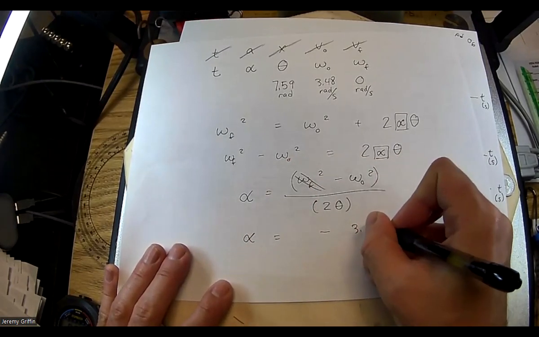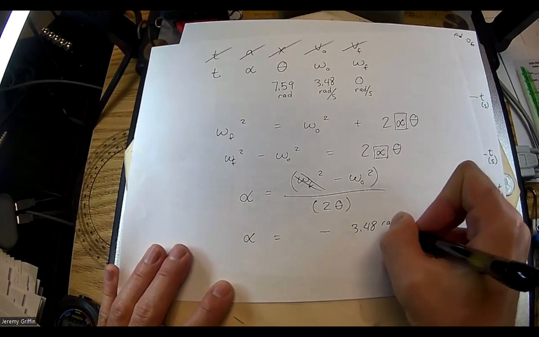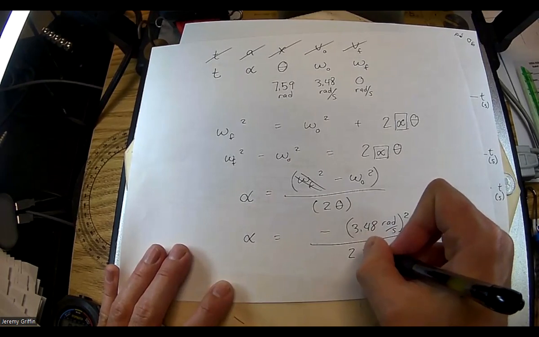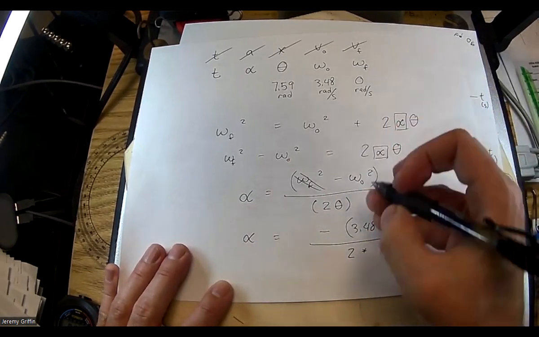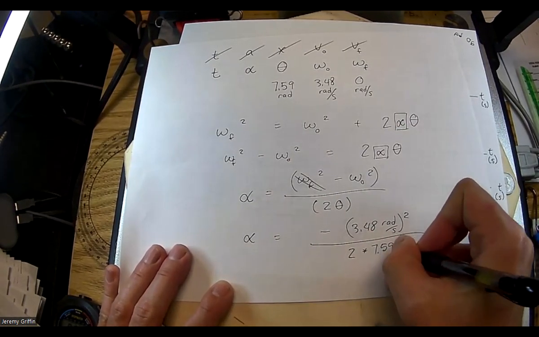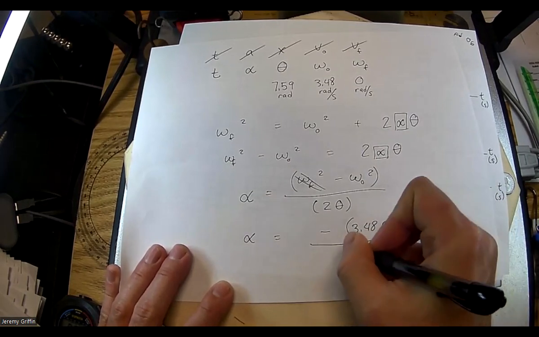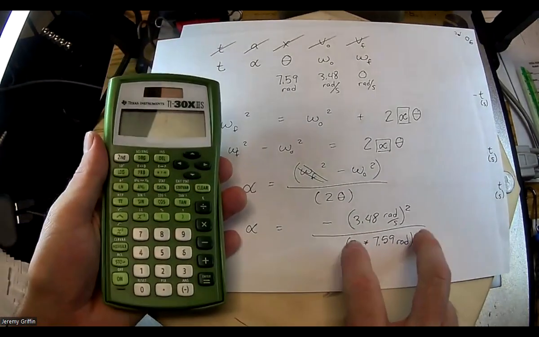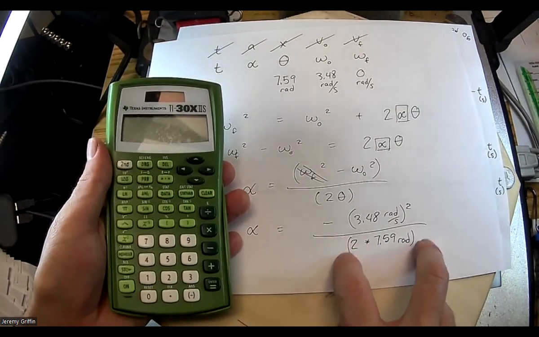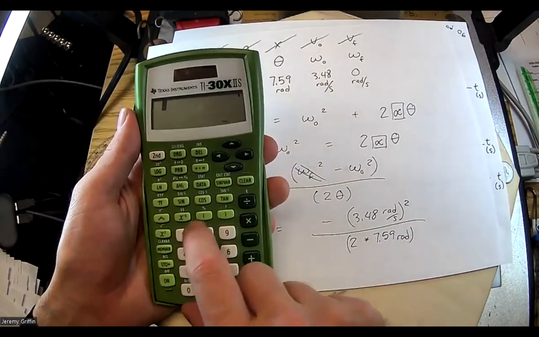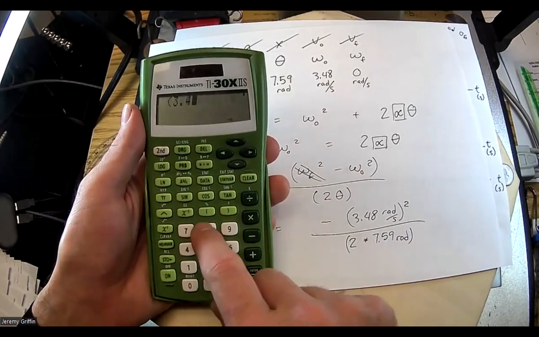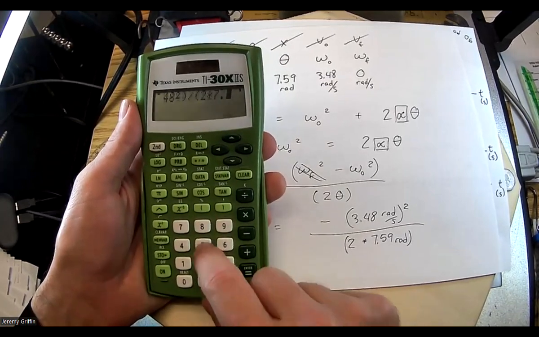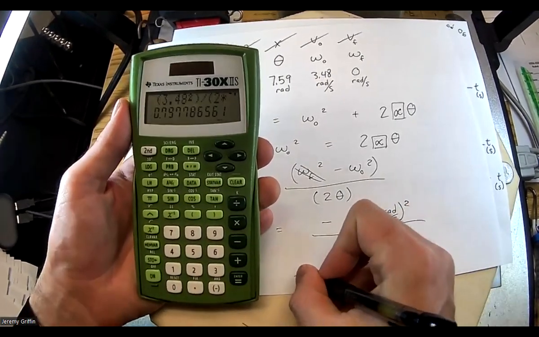I got 3.48 radians per second. I'm going to square that value, divide by 2 times 7.59 radians. Make sure you group all of this together in the calculator, right? So it's all in the denominator. Otherwise, your calculator will not calculate that correctly. Okay, 2 times 7.59.